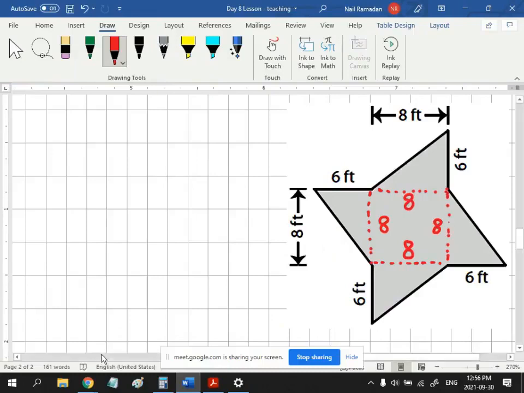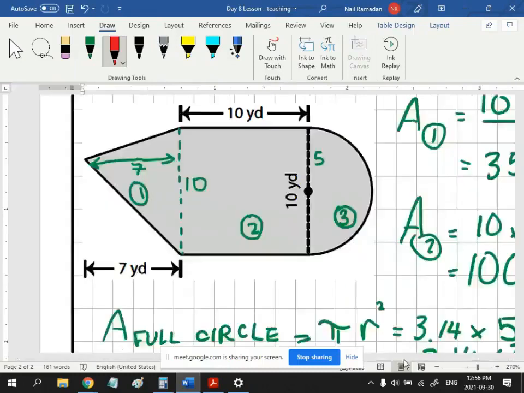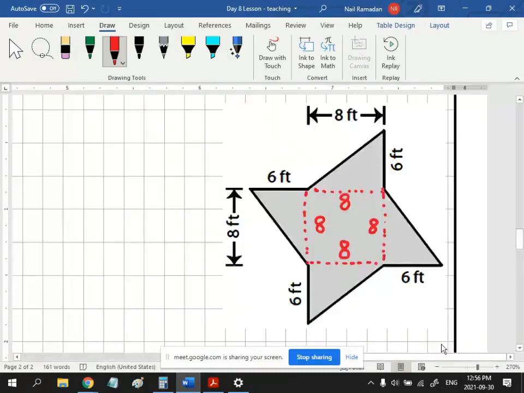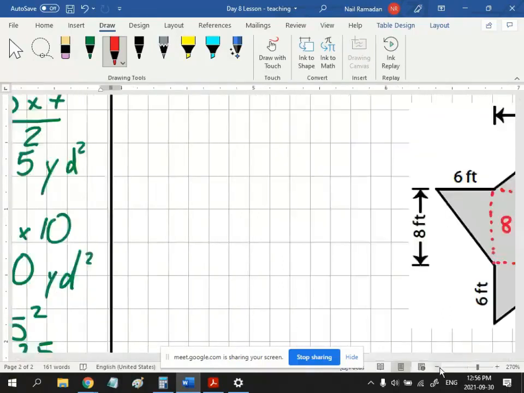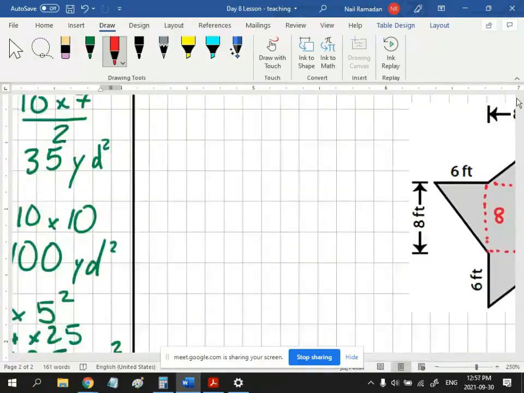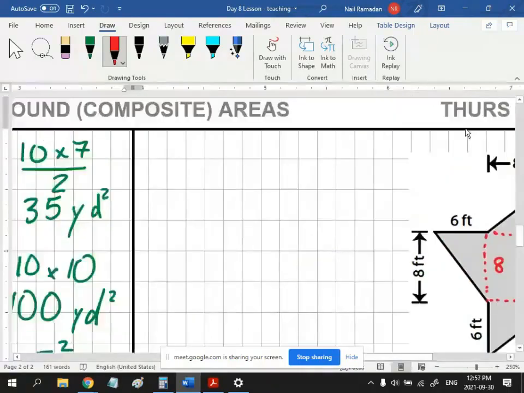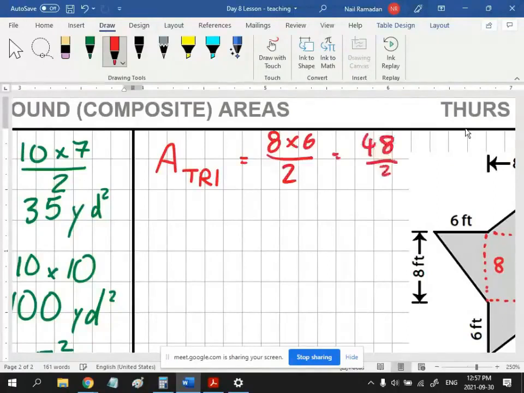So let's do, oops, sorry. Okay. Go up a little bit. Okay. I'm going to say A tri, just one of them, equals, let's say 8 times 6. Yeah? 8 times 6 is, come on, focus, please. All right. 48 divided by 2, which is 24.